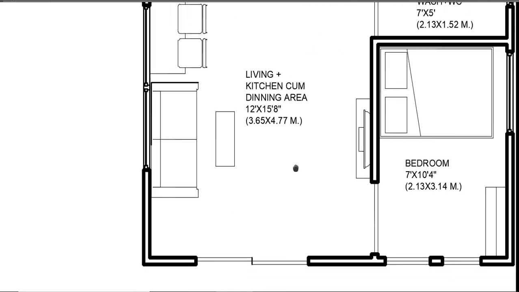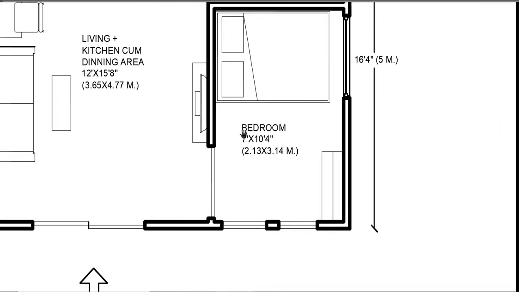area. If we go on the right side of the house, so we have bedroom here. You can see here the bed arrangement, wardrobe arrangement and 3 large size window for ventilation and light purpose of this room.